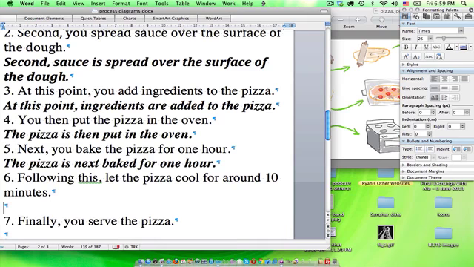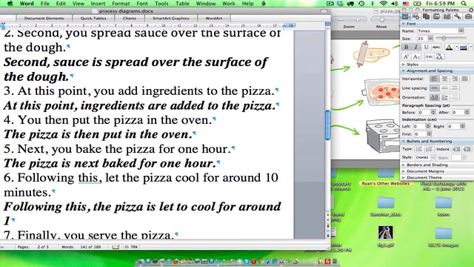Following this, let the pizza cool for around 10 minutes. Following this, the pizza is let to cool for around 10 minutes.